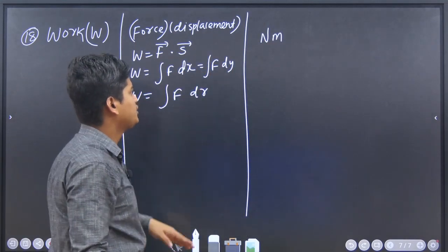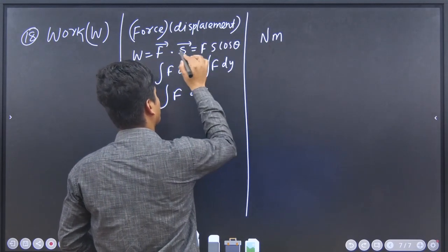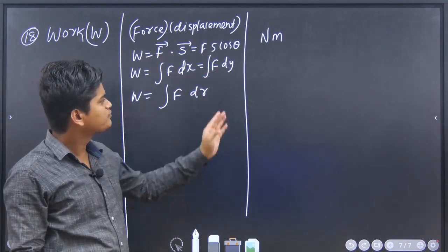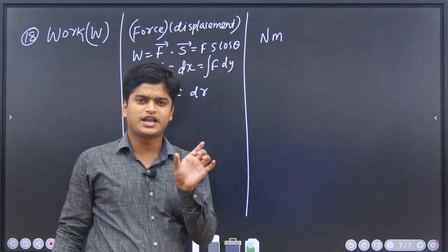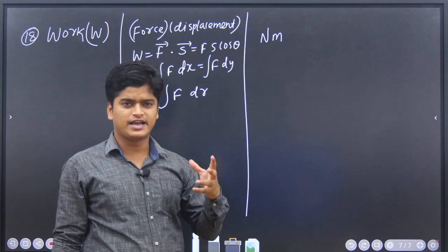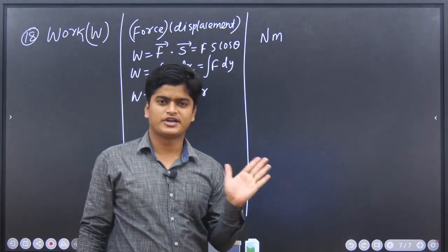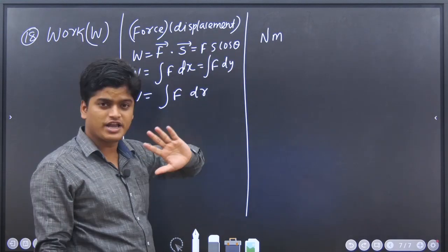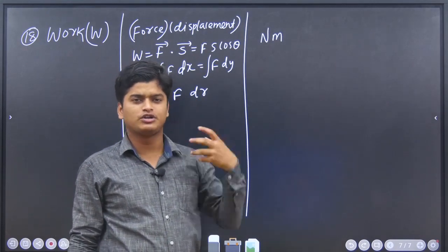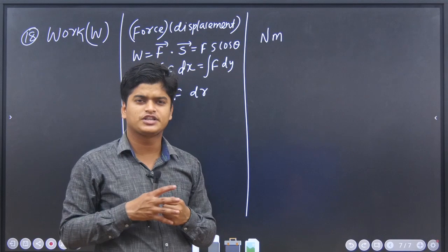So that's why work is Newton into meter, or you can write this as Fs cos theta, because in a dot product theta will come. Theta is the angle between F and S. Now this theta or cos theta, what dimension does it have? No dimension. Remember, theta is basically an angle, a plane angle. For a plane angle we have a unit, that is radian, but it has no dimension. So cos theta will have no dimension or no unit.